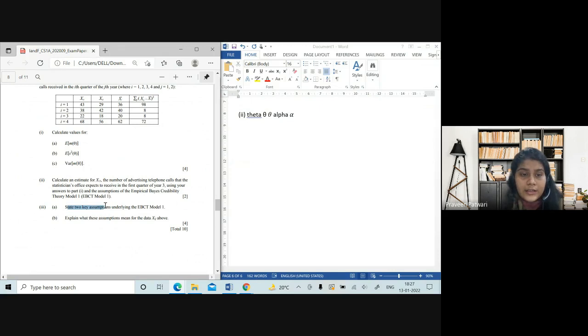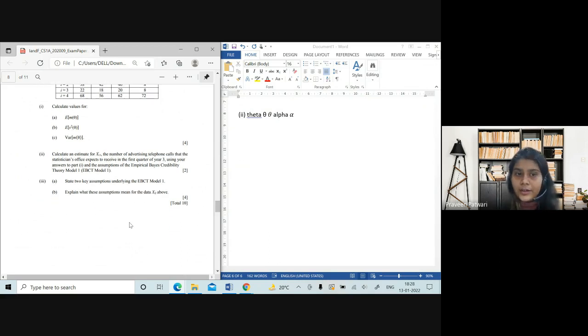State any two key assumptions underlying EBCT Model 1 and explain what these assumptions mean for the data Xij above. Again, a theoretical question, so there is no requirement. However, in such questions, make sure your question numbering is very, very properly done. For part 3, there are two parts. So make sure it is clearly visible when you are doing part A and when you are doing part B.